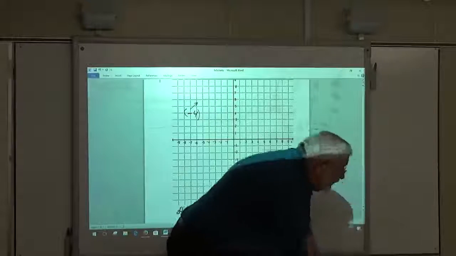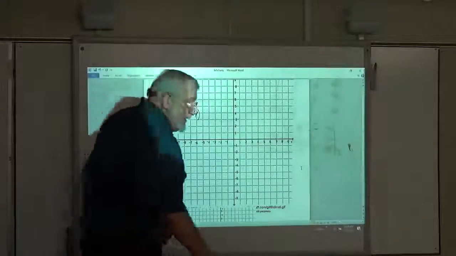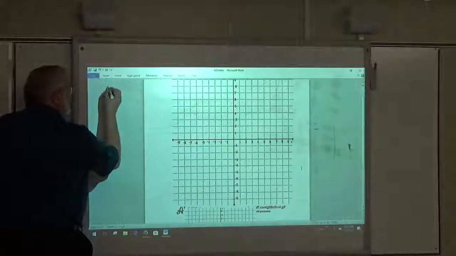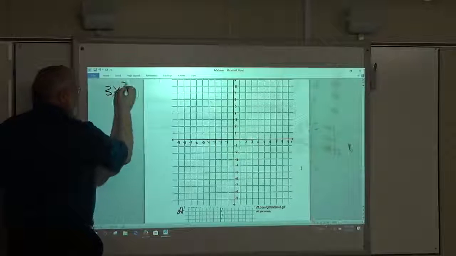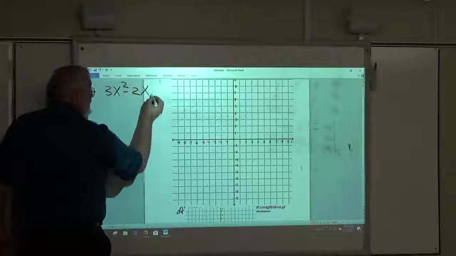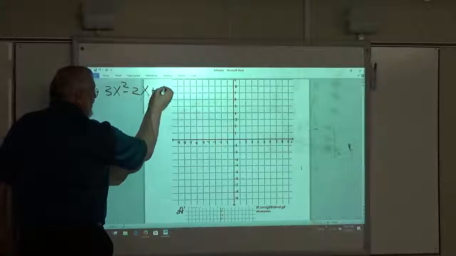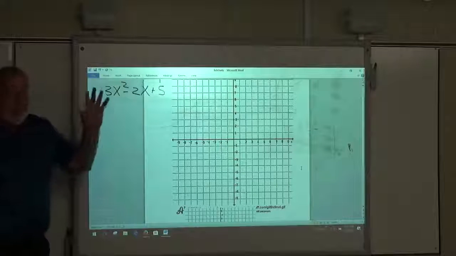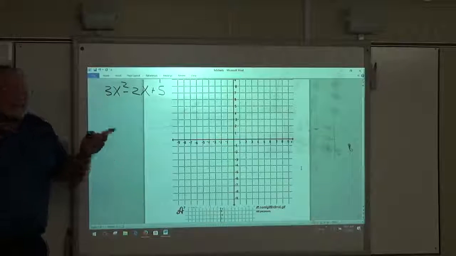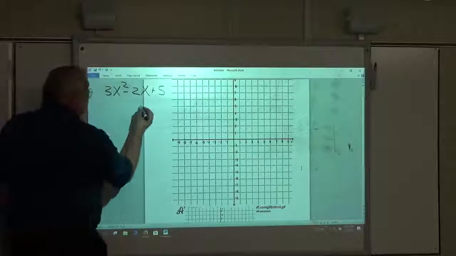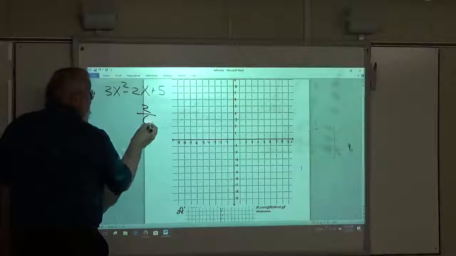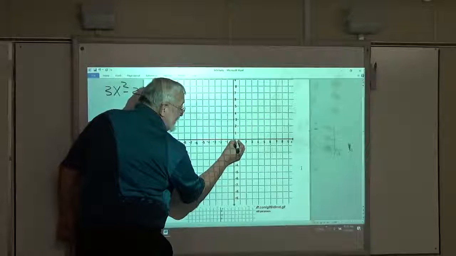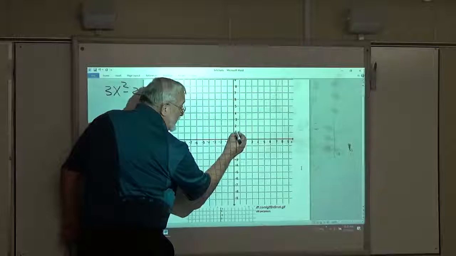All right. So if you take that equation, and let's just say that it was 3x squared minus 2x plus 5, I think it was. Okay, where's the vertex? The vertex, remember the letters, is at negative b over 2a, which is going to be 2 over 6. Right? So that's 1/3. So the line of symmetry is going to be at 1/3.